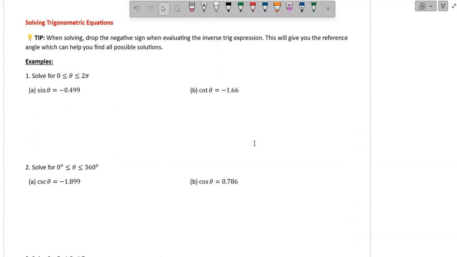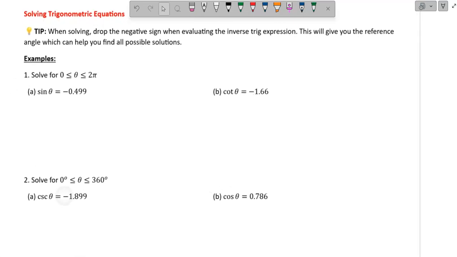We're going to do that in this video, and then there'll be another video after you've practiced these where we go into a little bit more advanced equation solving.